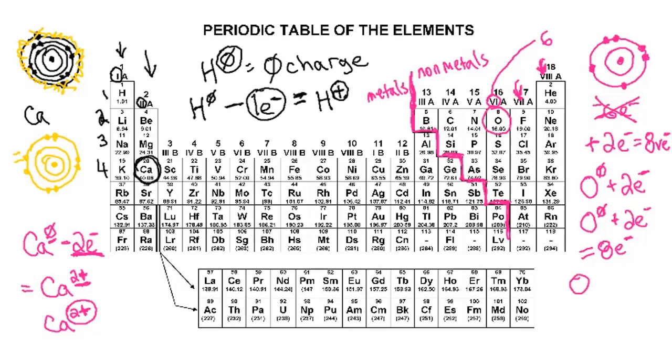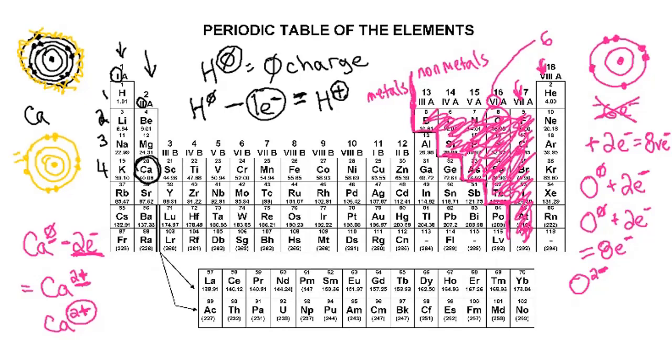So oxygen in its ionic state is going to be 2 negative because it added 2 more electrons, and electrons are negative. So oxygen in its ionic state, and that's an ion, is going to be 2 negative. And that is the same thing for everything over here on this side of the staircase. Not the noble gases, because the noble gases already have 8. So not the noble gases, but everything else is going to add more electrons in order to get to that 8 electrons in their outer shell.